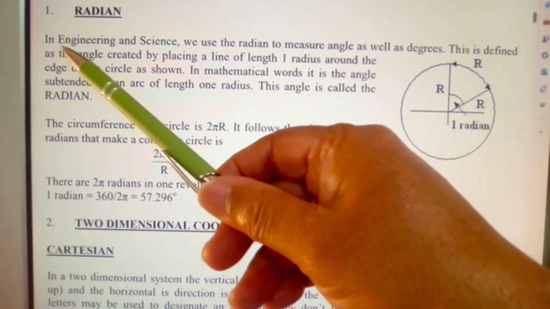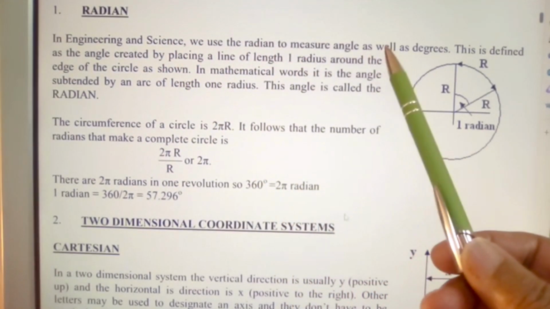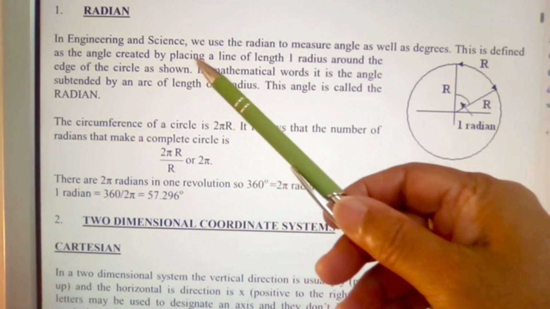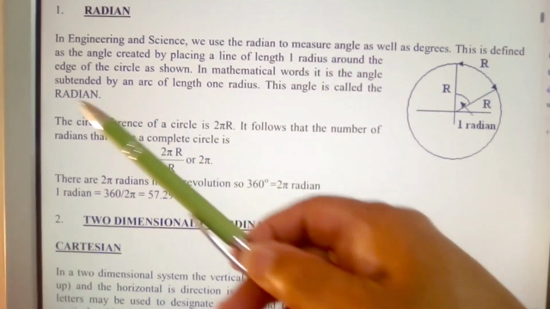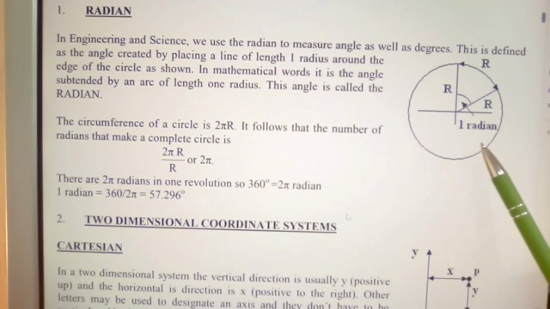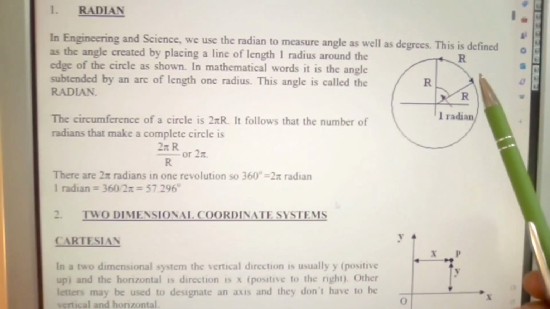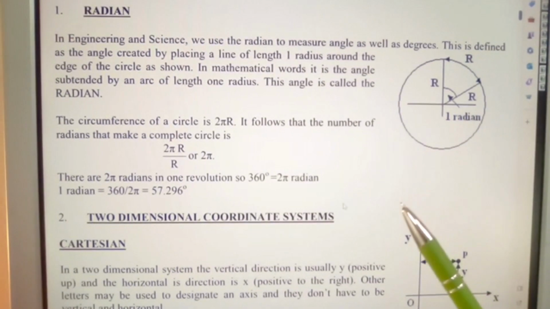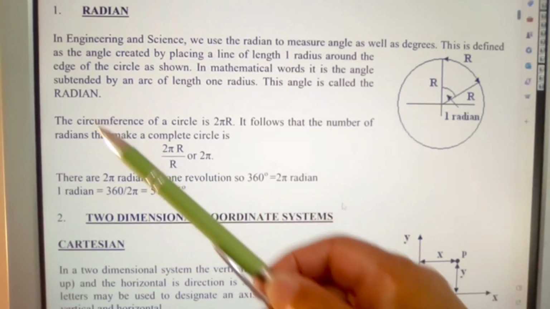Radian. In engineering and science, we use the radian to measure angle as well as degrees. This is defined as the angle created by placing a line of length 1 radius around the edge of the circle as shown. And that's all 1 rad. This angle is called the radian.